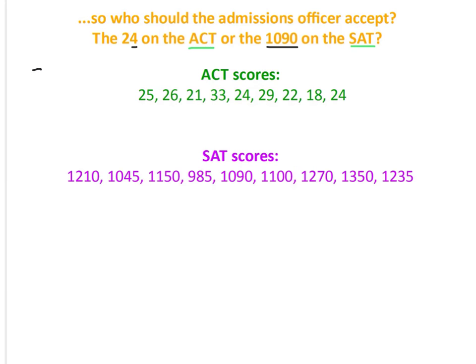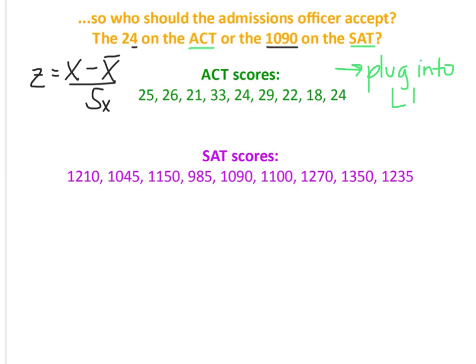So my formula is z equals x minus the mean divided by the standard deviation. I'm going to use SX because your calculator is going to use that notation, so I'll just use it for now. First thing I do is plug these 9 numbers into L1. If you forget how to do that, go look at another one of my videos. It was the mean versus median video. It goes through those calculator steps.